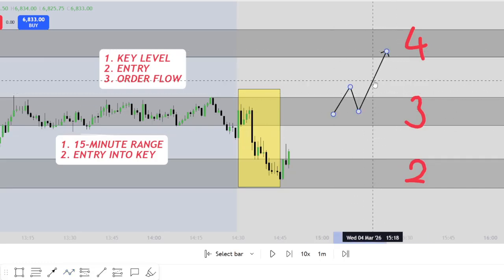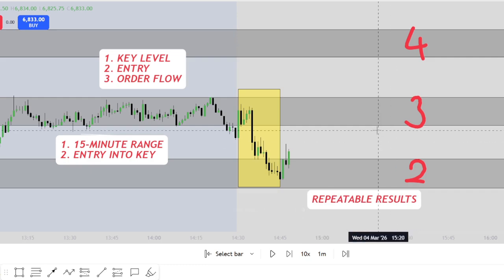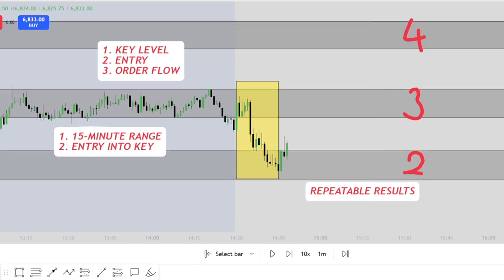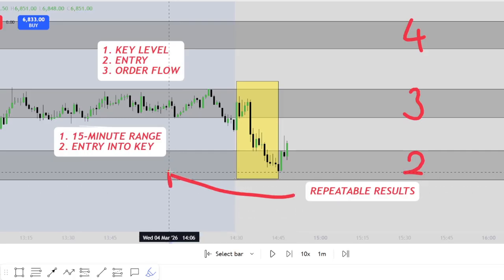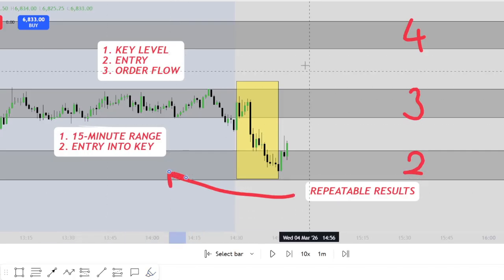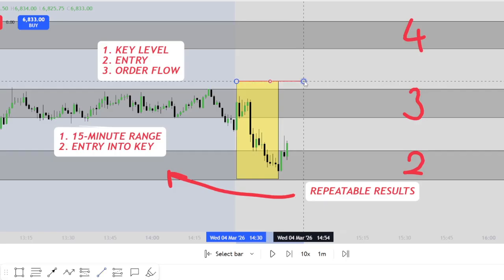So a repeatable system simply comes down to your repeatable action. So inputs and outputs, right? It's just inputs and outputs. So if you want repeatable results, you need to have repeatable inputs. And repeatable inputs is coming down to what I put here. So you need to identify your 15-minute range, right? So you're looking for ideally that 15-minute range break, right?